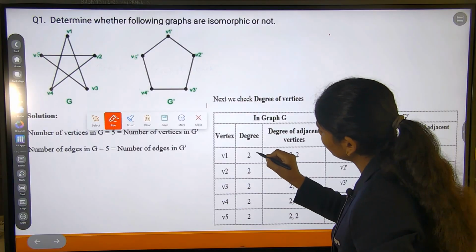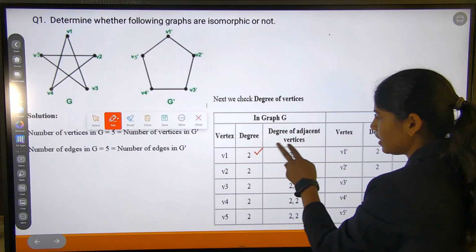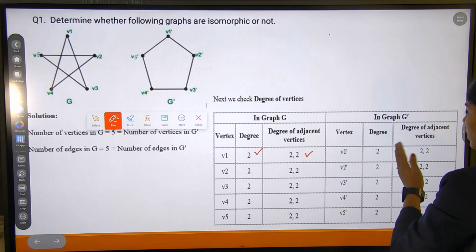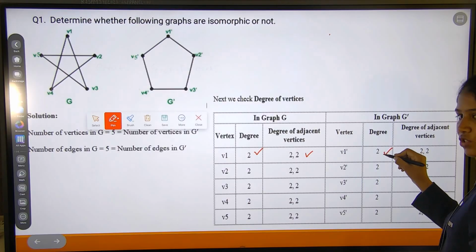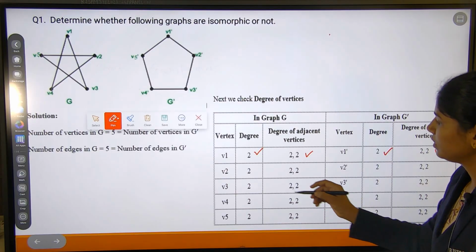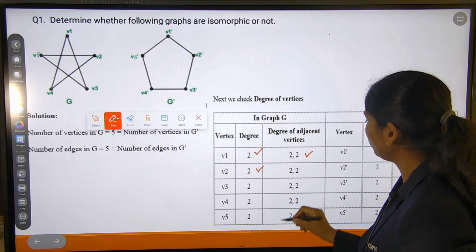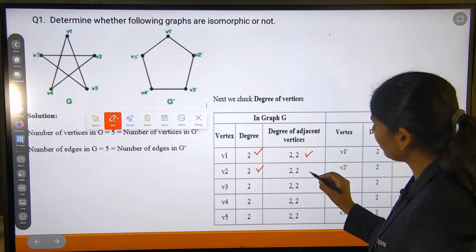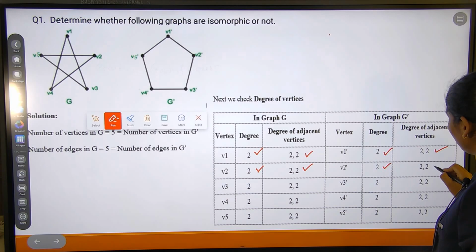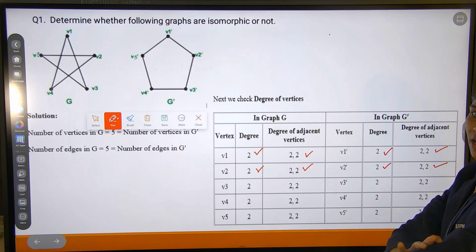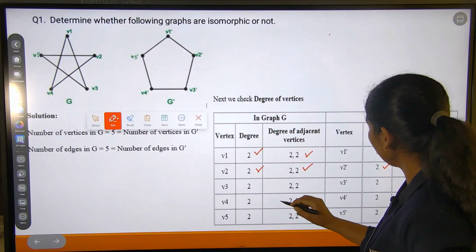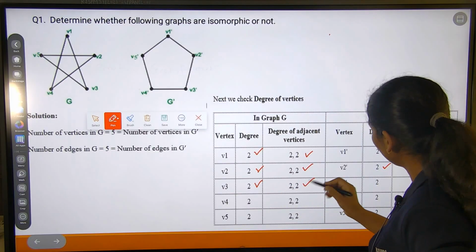Here the vertex having degree 2 has adjacent vertices 2, 2. Same in G dash, the vertex of degree 2 has adjacent vertices 2, 2. Next again for V2, the vertex of degree 2 has adjacent vertices 2, 2. Same in G dash, therefore the adjacency of degree sequence exists. Here it's 2, 2, 2.